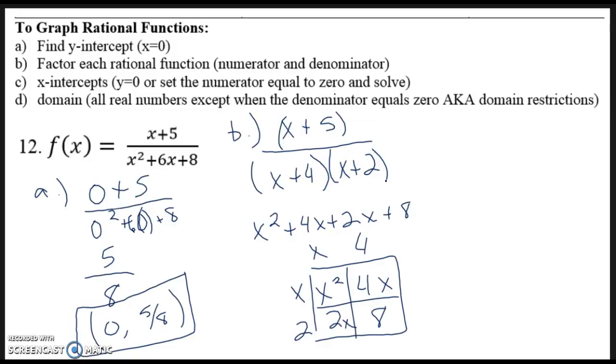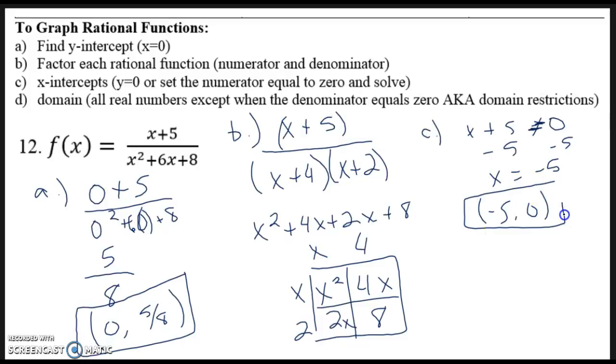C, I need to set my numerator equal to 0 and solve to find my x-intercept. So x plus 5 equals 0. Subtract 5, x equals negative 5. So that point is (negative 5, 0). Letter C. And D, domain.